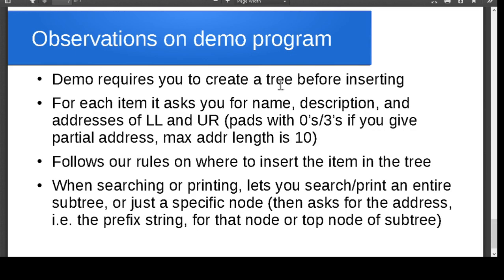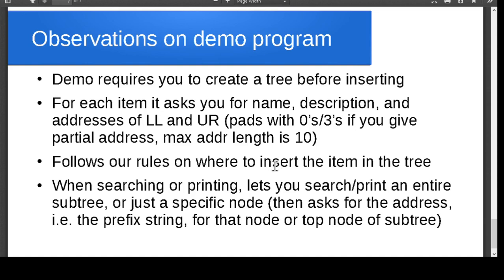All right, just a couple of observations on the demo program before we play with it. It does require you to create your original quad tree before you start inserting into it. When you create items to insert, it asks you to come up with a name, just a few words on what you want to call it, a description of it, and then it asks you to provide the lower left and upper right addresses for the region that item covers. Again, it pads the lower left with zeros, pads the upper right with threes, and the maximum length it's using right now is 10. It follows the rules that we just described on where the item gets inserted in the tree.